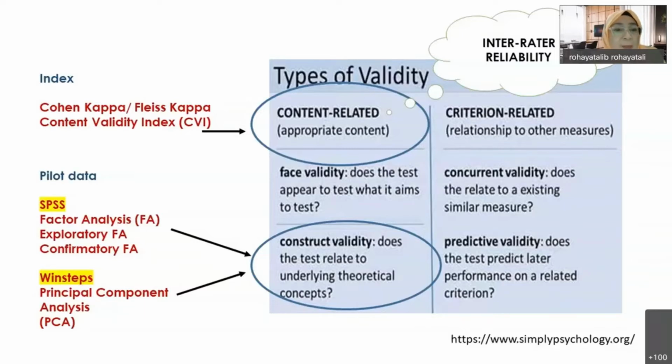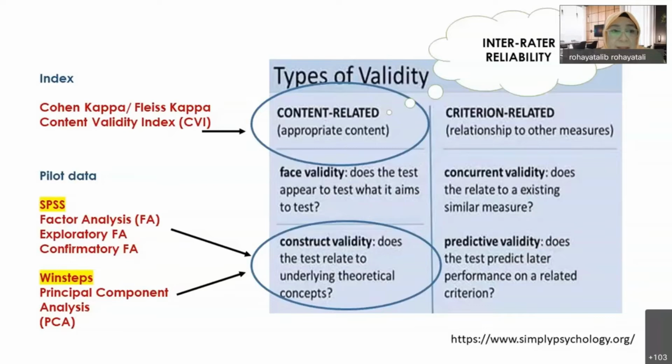For validity, normally we go for expert review. The process is through the expert review. From this expert review, we calculate the index, which can be the Cohen's Kappa index, Fleiss' Kappa index or content validity index. Normally face validity comes under content-related validity. When you read a thesis, they will omit face validity because it is embedded in the content validity. Does the test appear to test what it aims to test?